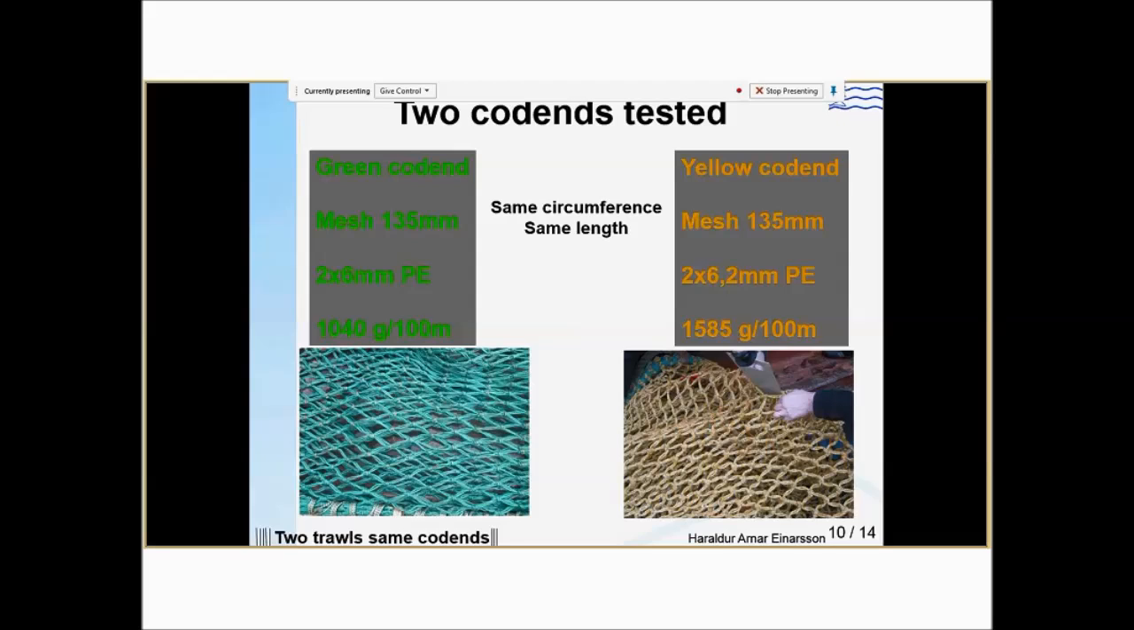But the yellow one had a 2 × 6.2 millimeter twine. You can hardly see the difference, so small it is. But there is more thread in this twine, making it heavier, so it's just over 1.5 kilo per 100 meters. So generally, they are very alike, but the yellow one is heavier and a bit stiffer material, but the green is lighter and softer.